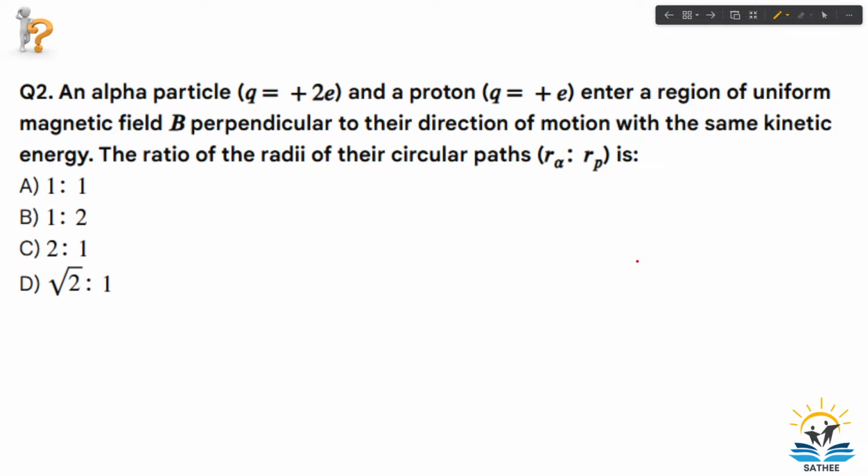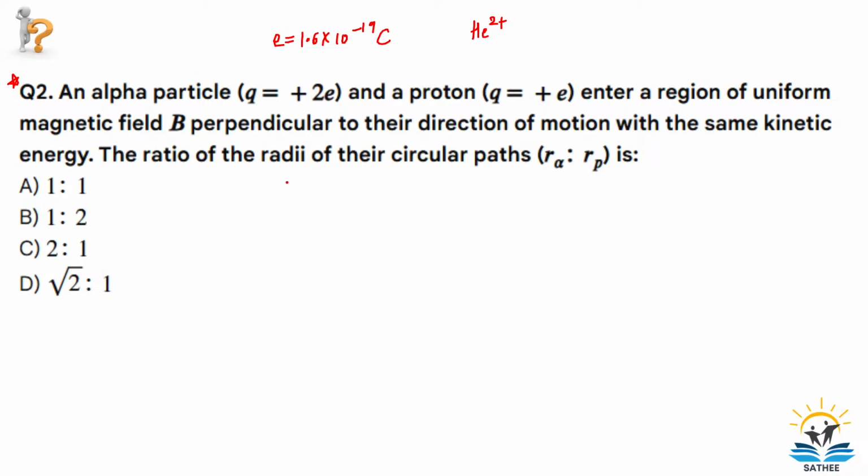Okay, next question. This is a very important type of question. These types of question will appear. An alpha particle that has charge plus 2e, where e is the elementary charge with magnitude 1.6 into 10 raised to the power minus 19 coulomb. What is an alpha particle? That is He2+, the helium nucleus. So the alpha particle has charge plus 2e, and a proton has charge plus e. They enter a region of uniform magnetic field B, perpendicular to their direction of motion.